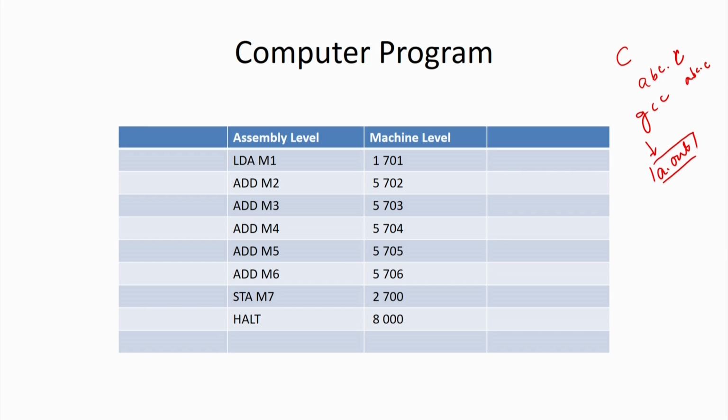Similarly, we have an assembler also. We can write the code at the assembly level, and with the help of the assembler we can convert it to machine level code. Finally, we need this machine level code to execute on the computer. So, the assembler converts assembly code to machine code, and the compiler converts the high level language to the machine code of a particular machine.